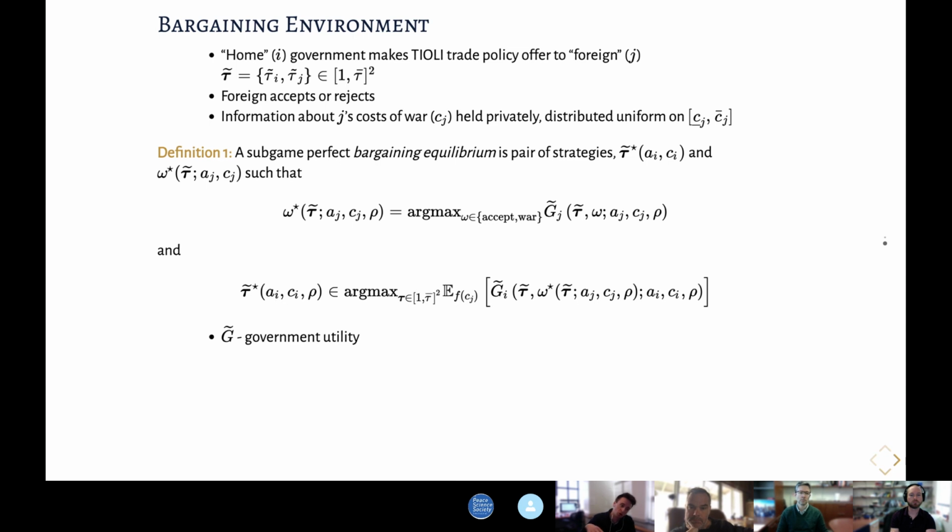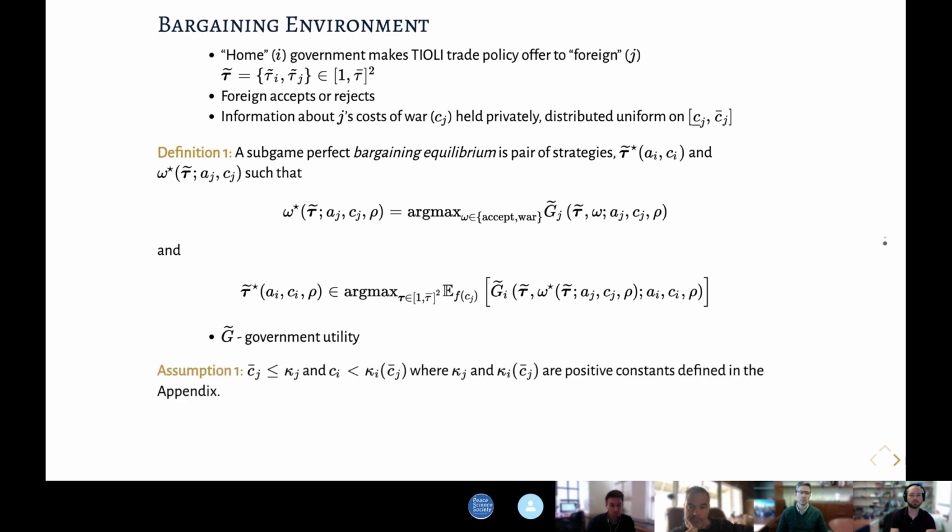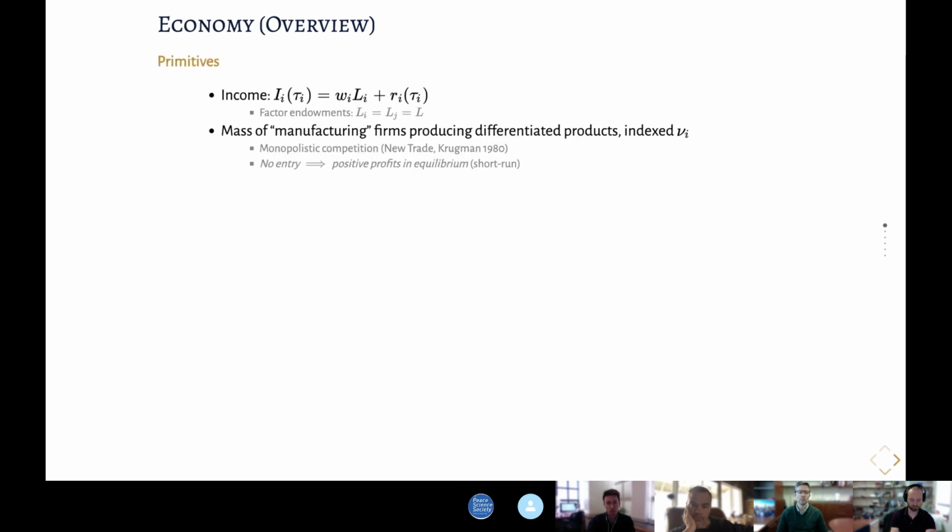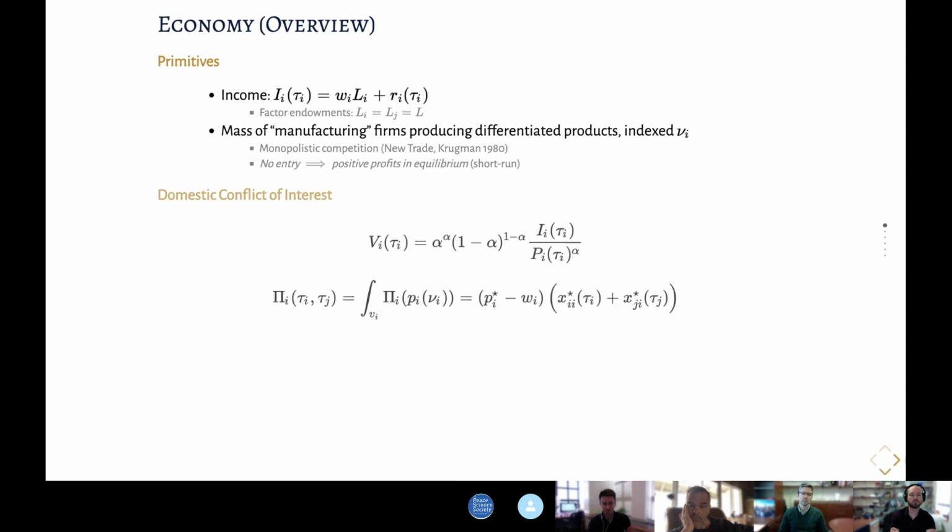And really the work in this model is going to be to microfound this G tilde, this government utility, in a political economy of trade. So, we're not going to dive too deep into the details here, but just to give you a sense of how the economy works and why it's important. Again, we're going to have massive manufacturing firms producing differentiated products. We can think about cars again. We'll be engaged in monopolistic competition.